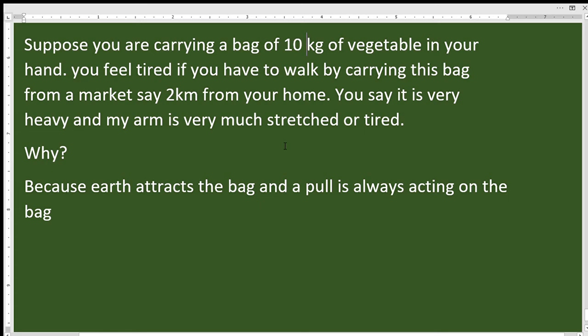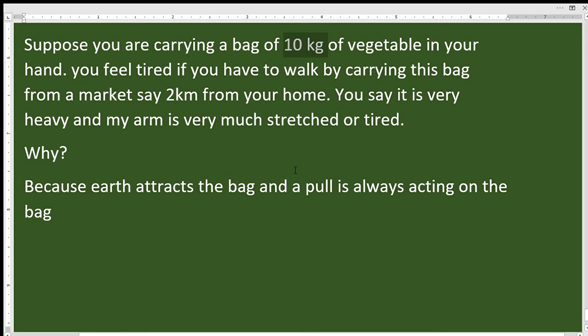Because of the attraction of Earth on every mass, you feel tired. You feel this is heavy, so you will say it has great mass. That thing, Earth attracts things. Now you can compare this force. When you carry this 100 kg and walk, you can feel that 100 kg in your mind.